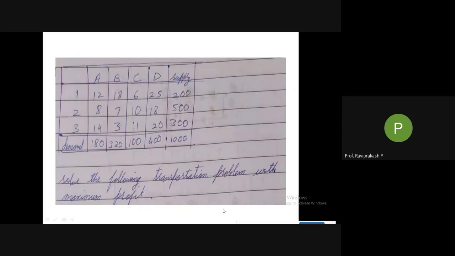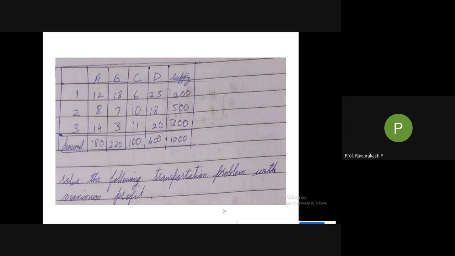Okay, now coming to the problem, take down this. You can write the bottom one first. Solve the following transportation problem with maximum profit. So this is the question. Draw this particular matrix: A, B, C, D, supply, 1, 2, 3, demand, and put all the profits, all the supply and demand. Write down this.